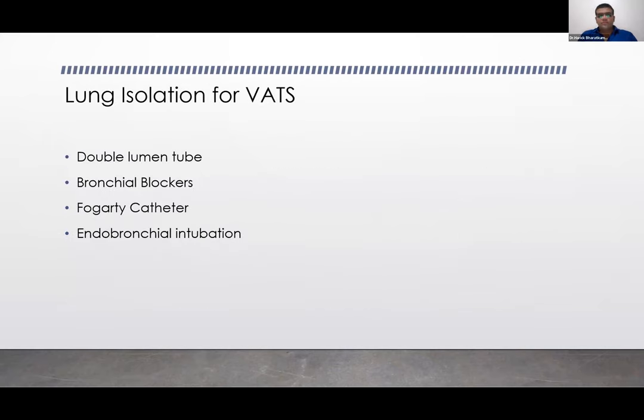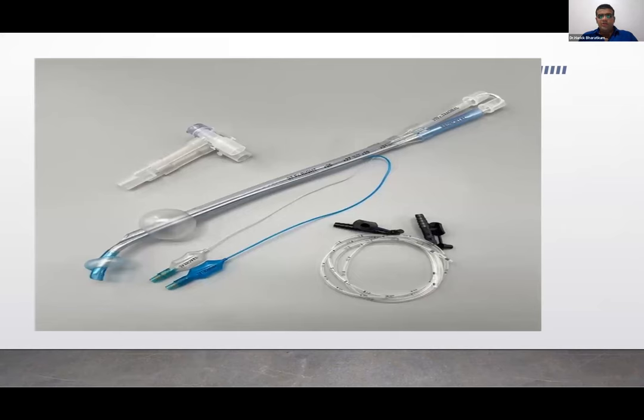Coming to VATS. So if you're doing a video assisted thoracoscopy, sometimes we want to isolate the lung if the mass is big. So these are the few options to isolate the lung. There's a double lumen tube, there is a bronchial blocker, there's a Fogarty catheter and endobronchial intubation. So this is how a double lumen tube looks. One end goes into the trachea and the other end goes to the bronchus. And wherever you want to isolate the lung, we clamp that side.